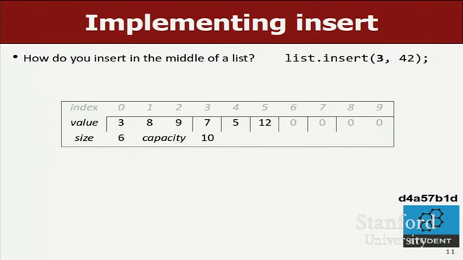Let's look at a couple of other things. So there's add. What about inserting in the list, not at the end? So insert 42 at index 3. What generally do we need to do here? You don't have to give me code. Just kind of describe what are some of the things I have to get done in order to do this.